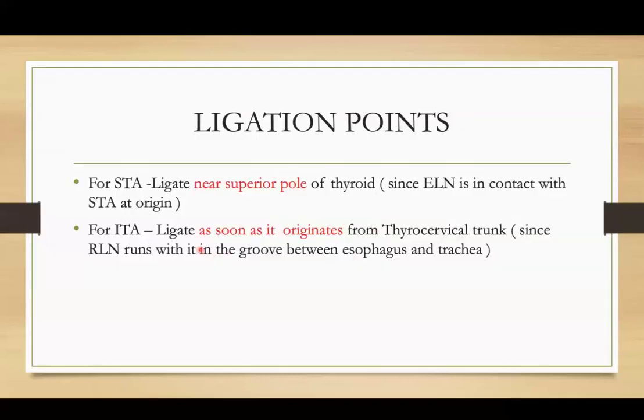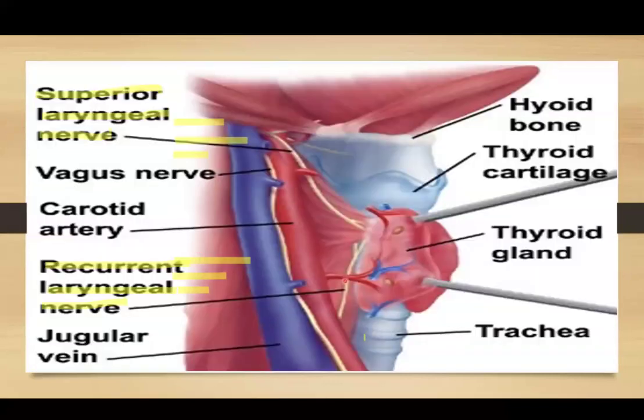But for the inferior thyroid, it's the opposite. You ligate it as soon as it originates from the thyrocervical trunk, since the recurrent laryngeal nerve runs with it in the groove between esophagus and trachea. So you can see here, we have this distance before they intersect. So you would want to ligate it over here to avoid the risk of damaging it over here.